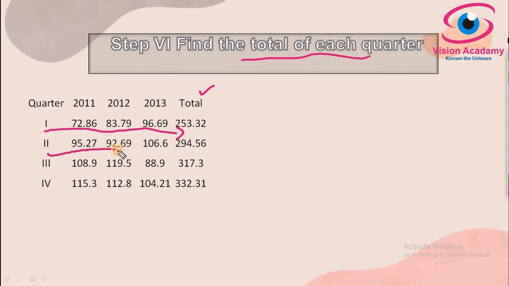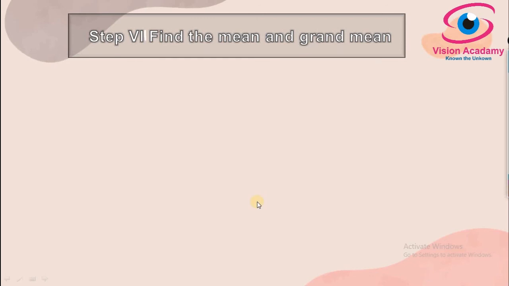Total of the second quarter is 294.56. Total of the third quarter is 317.3. Total of the fourth quarter is 332.31. So we have finished step number 6 also. Let us move on to step number 7. Step number 7 is finding the mean and grand mean using the percentage of trend value.